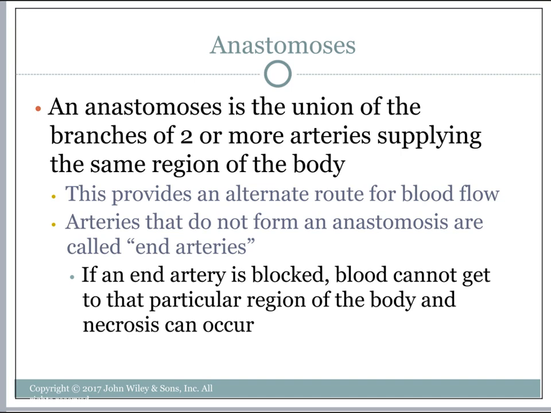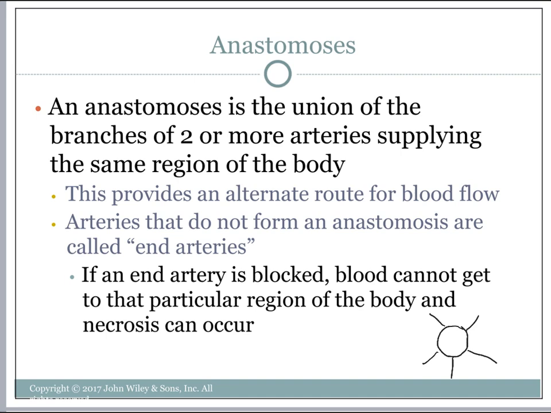A good example that we have in our brain is the circle of Willis, right? So we have this circle that has multiple entrances and exits, and what this does is it allows for collateral blood flow. So what does that mean? It's providing an alternate route for blood flow in the case that something happens.